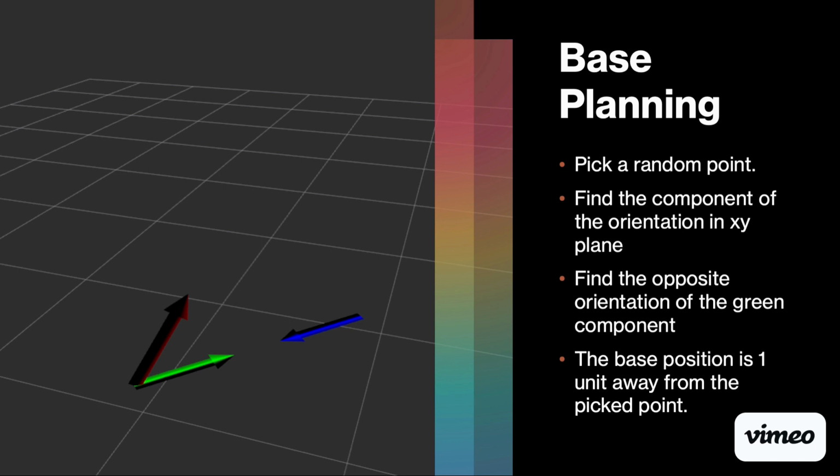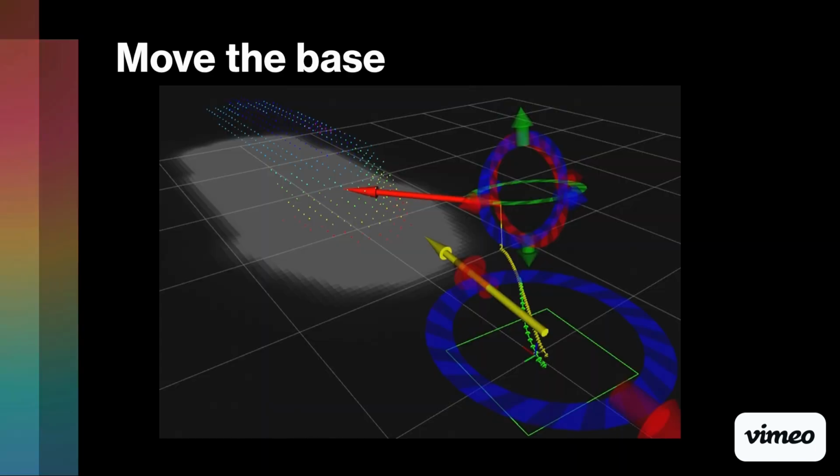The process starts by selecting a random point from the boat's bottom surface. Once a point is selected, we determine this point's horizontal orientation in the xy plane, which is represented by the green arrow in the image. Next, we calculate the opposite of this horizontal orientation, which is where we want the robot's base to face. The blue arrow shows this opposite direction. Finally, the robot's base is positioned 1 unit away from the selected point in the direction of the blue arrow. This allows the robotic arm to reach and operate on the point effectively.